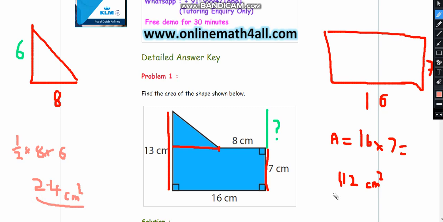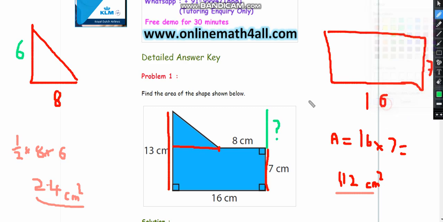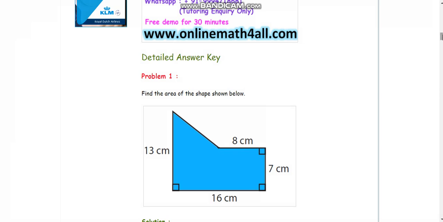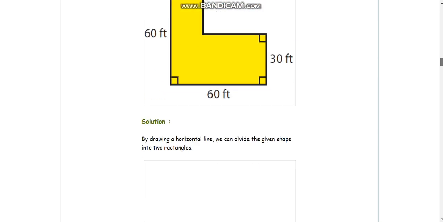So 24 plus 112 is 136. So the final answer, in green, is equal to 136. And is it centimeters or centimeters squared for the area? It's centimeters squared, okay? So just bear that in mind. And I think there's solutions here anyway, so they get the area of the rectangle and the area of the triangle, and it's all solved.